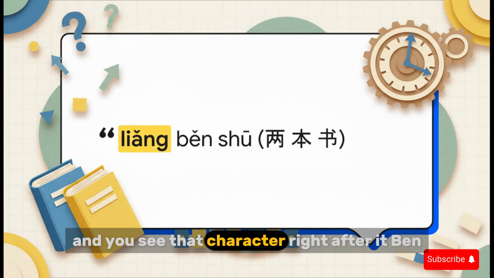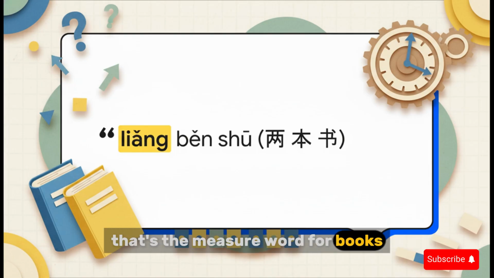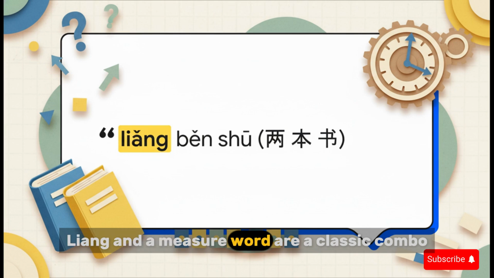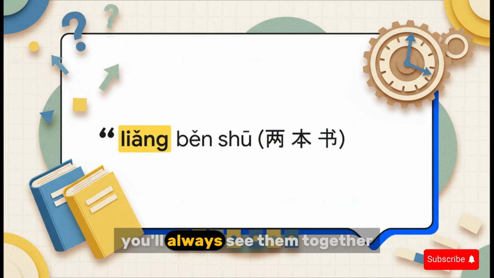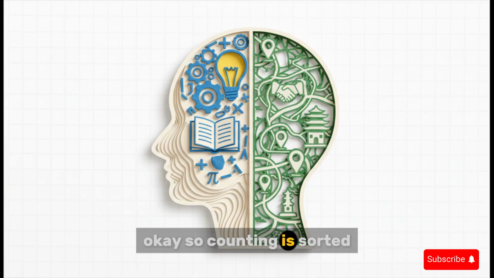And you see that character right after it. Ben, that's the measure word for books. Liang and a measure word are a classic combo. You'll always see them together. 2个人, 2 people. 2支笔, 2 pens. Okay, so counting is sorted.